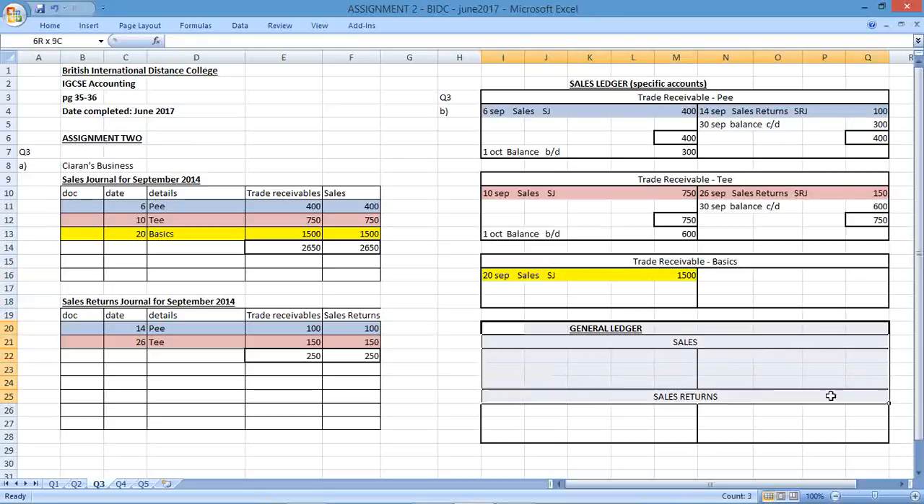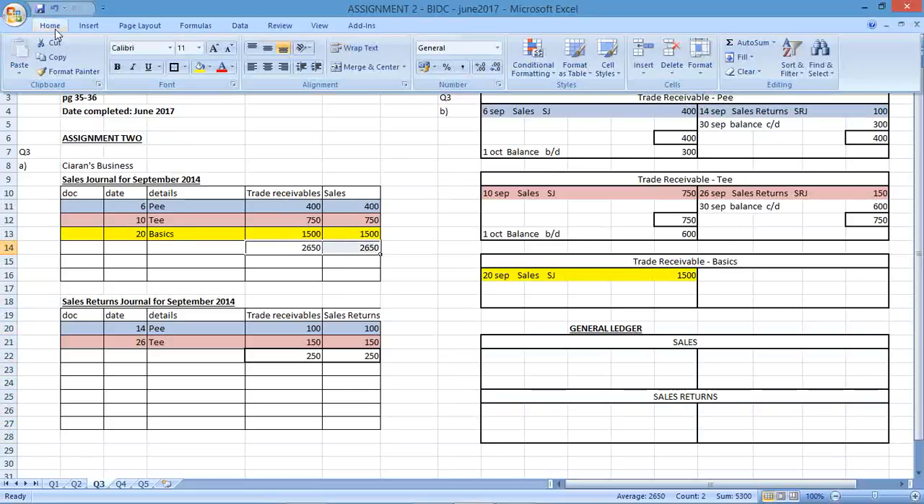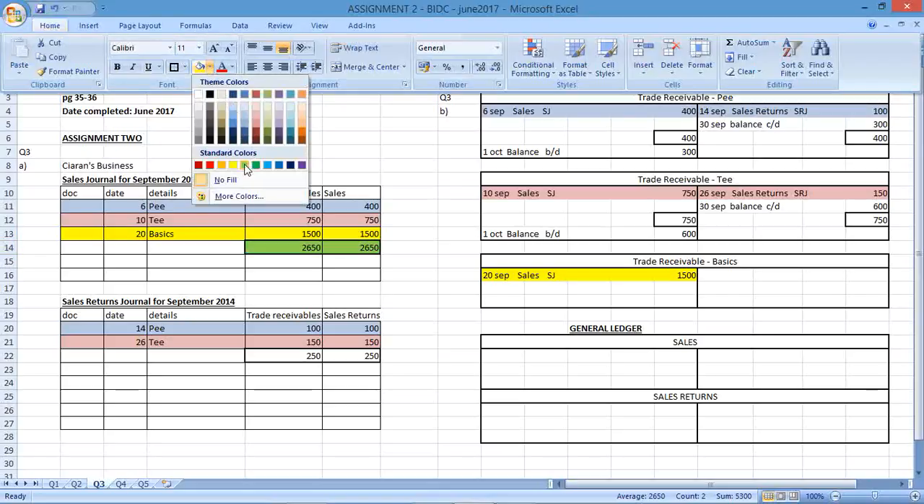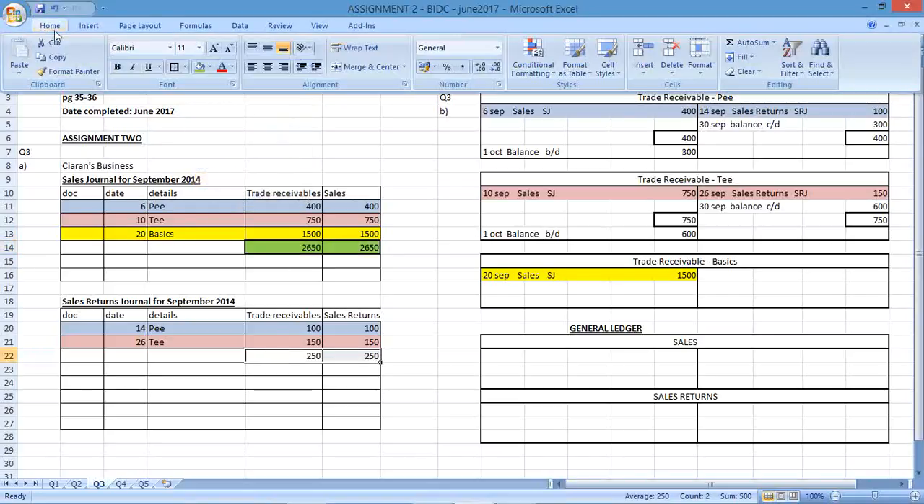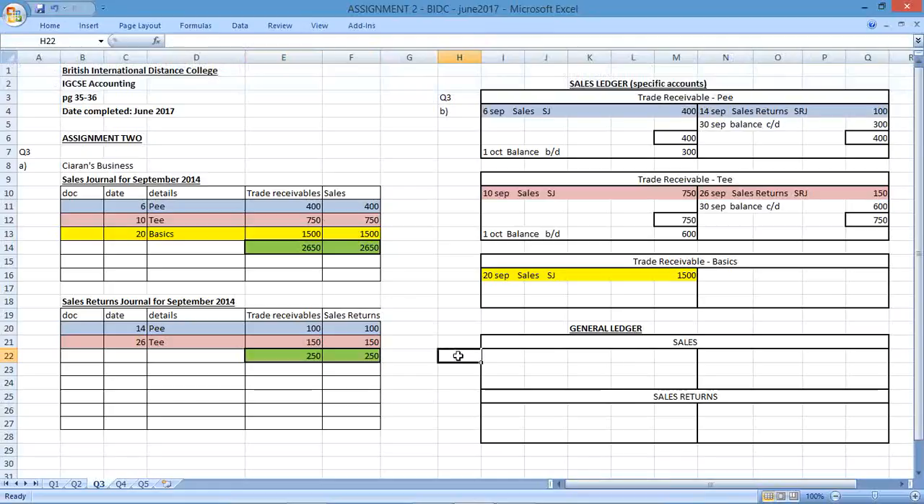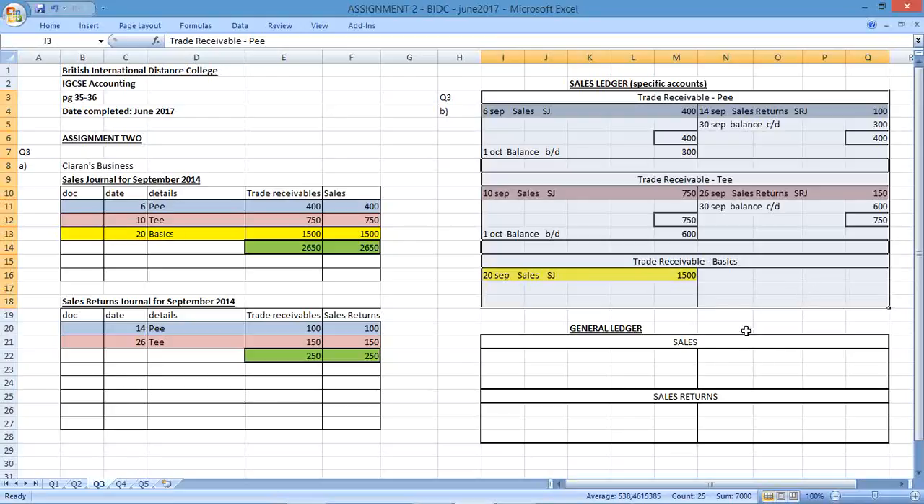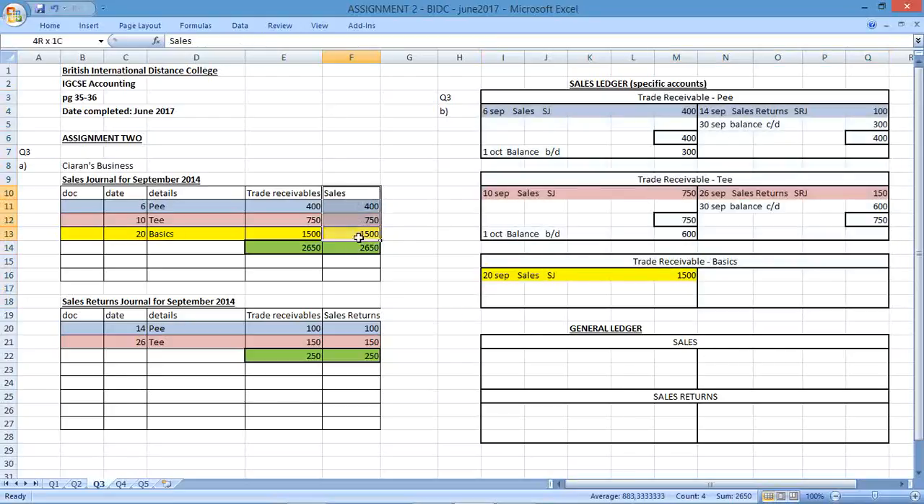Then they wanted general ledger accounts. Remember, the general ledger is going to summarize. So these totals summarize what has happened for each of those accounts. We're obviously not going to be looking at the trade receivables because we've looked at it there already. So all we need to do is to show the sales and the total sales. So I have a total amount there and a total amount here for the returns as well as the sales.